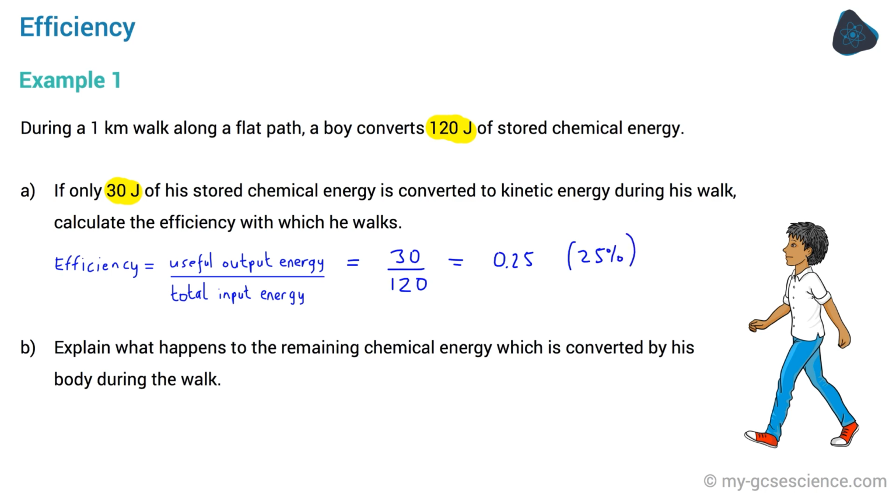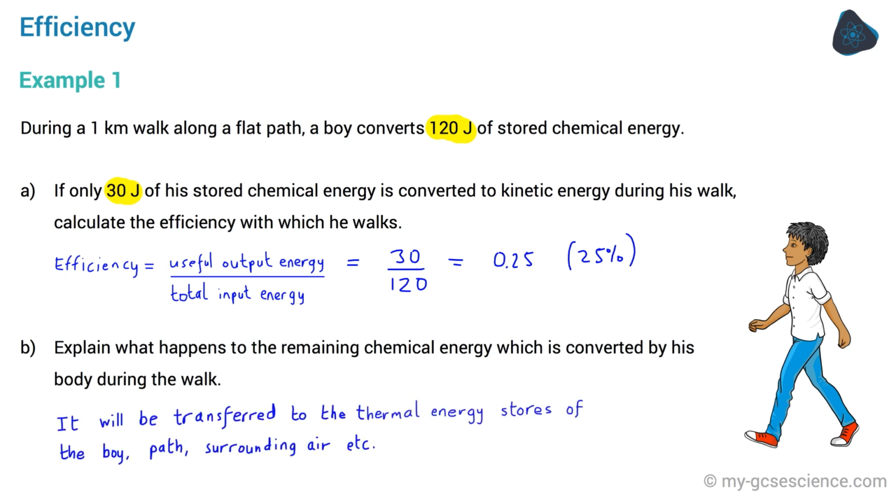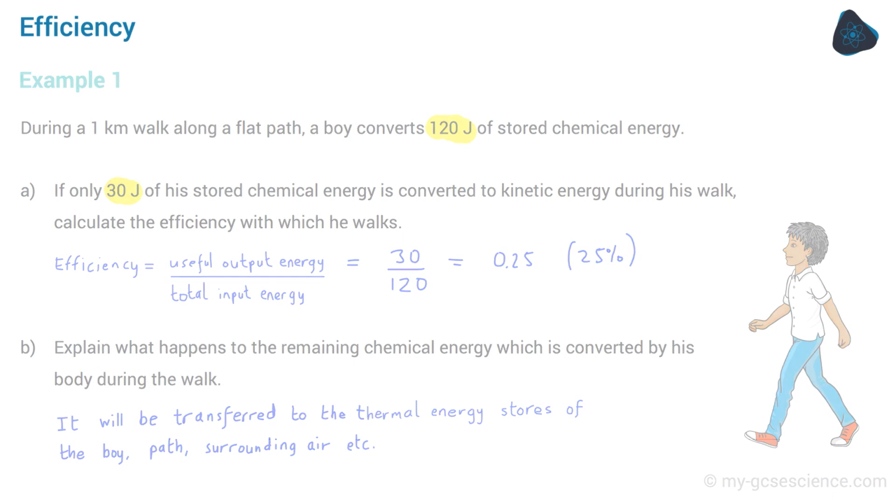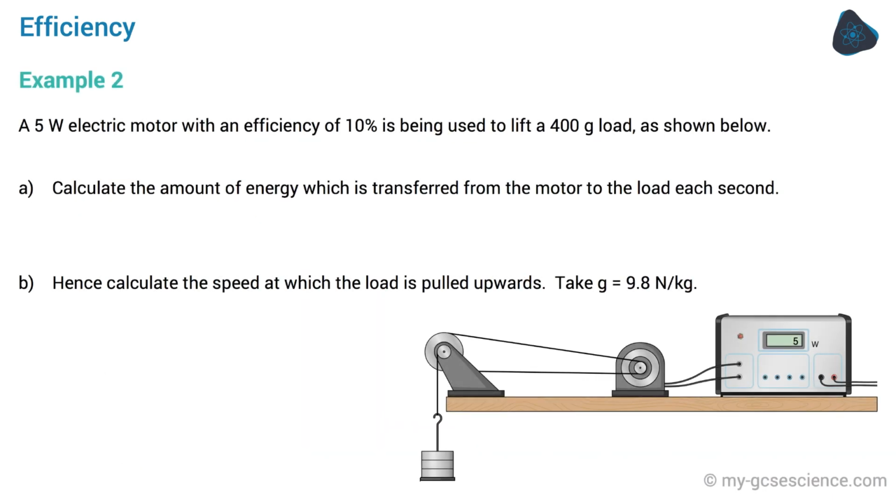Part B now, and hopefully you'll see that the chemical energy which isn't converted to kinetic energy will be transferred to the thermal energy stores of the boy, the path, the surrounding air, and so on, which may cause their temperatures to increase. Example 2 is a bit trickier.